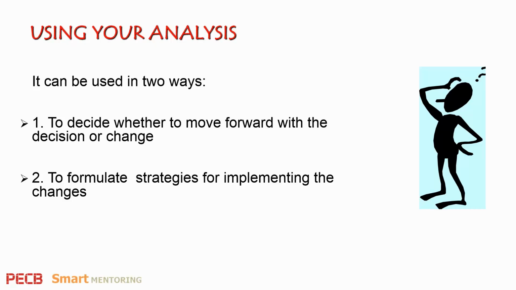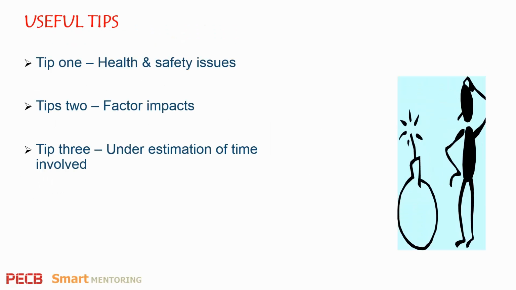But the old story: you can please some of the people some of the time, but you can't please all of the people all of the time. So you'll always get issues. So some useful tips. First one, factors involving people's health and safety do not fit well into this approach. 2, while this approach helps in decision making, it has its limitations due to its subjectivity. When making important decisions, it should be used in conjunction with other decision making tools.